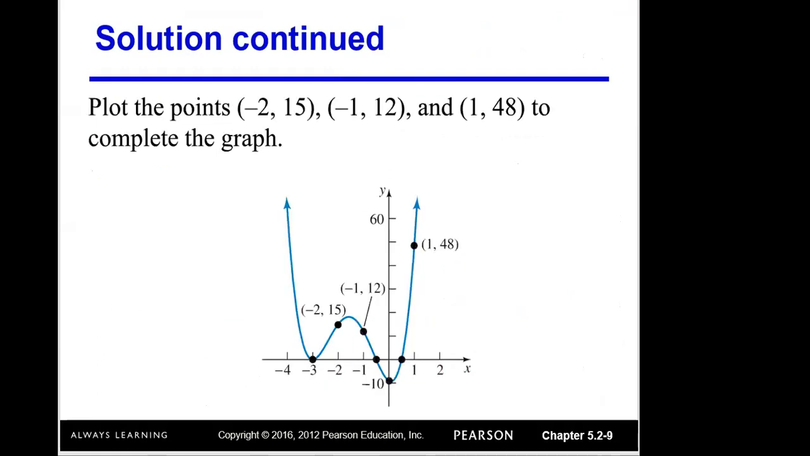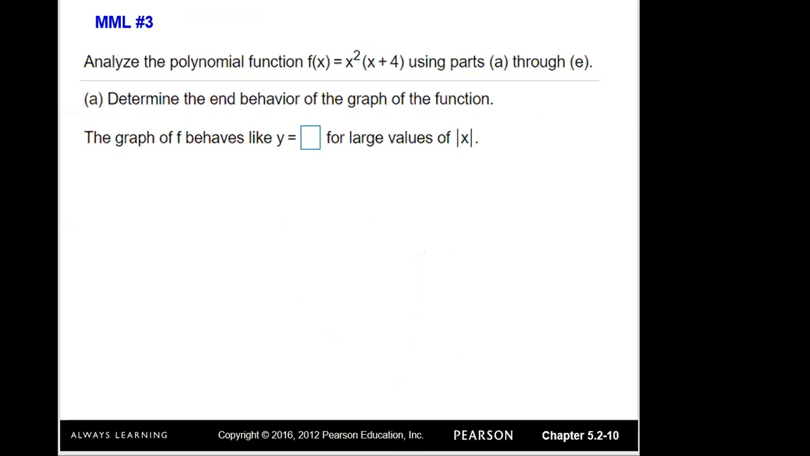And there's a graph. Now your graphs are actually going to be multiple guesses. So let's go to number 3. This says analyze the function. They take you down into parts, so just do whatever they ask you to do first. It says determine the end behavior of the graph.